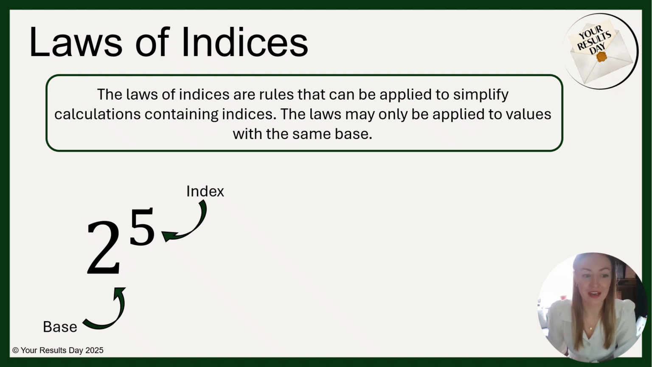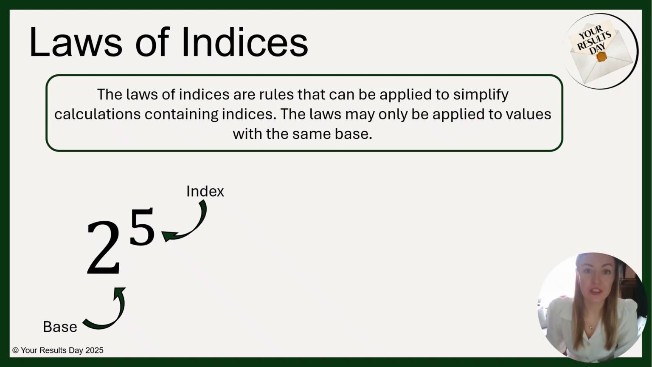And just a reminder, when we've got a number, for example, 2 to the power of 5, written as shown on screen, the large normal number 2 is what we call the base, and the smaller 5 is the index or power. And remember, index is just the singular, indices is the plural. So when we talk about the laws of indices, we are talking about applying them to values that contain an index.